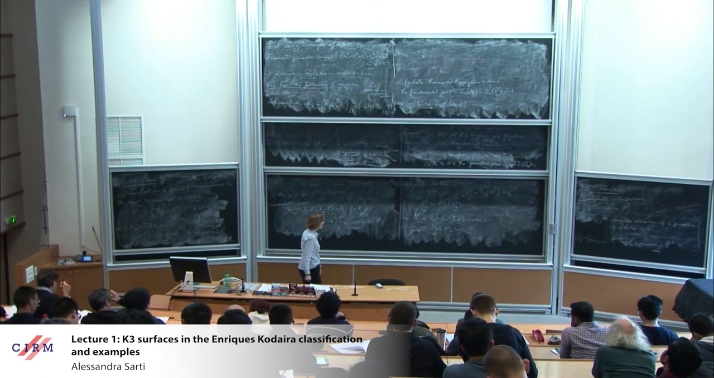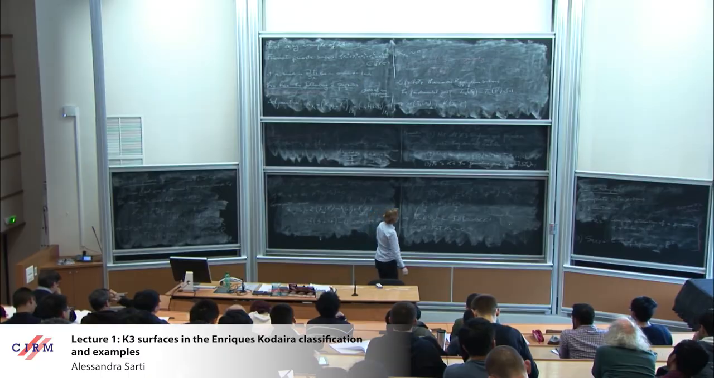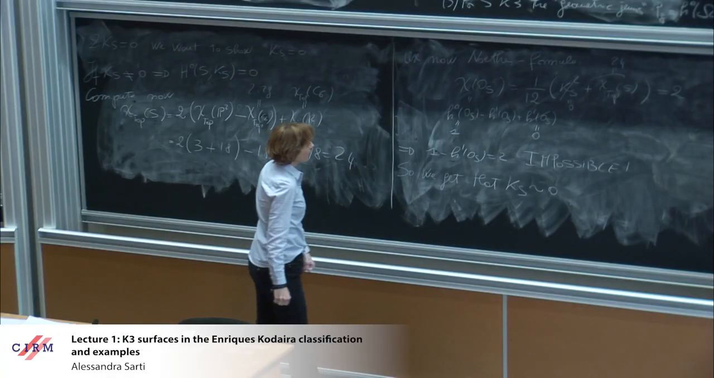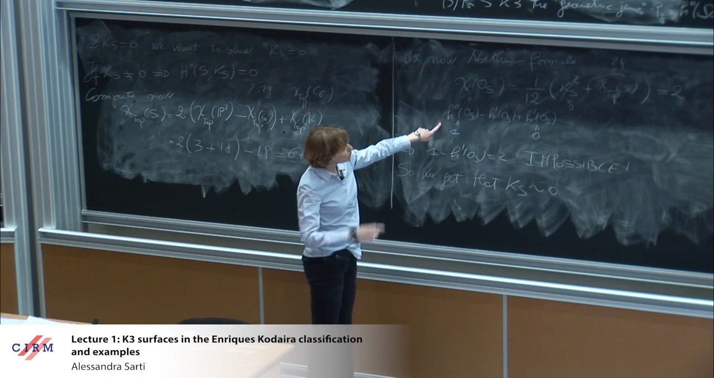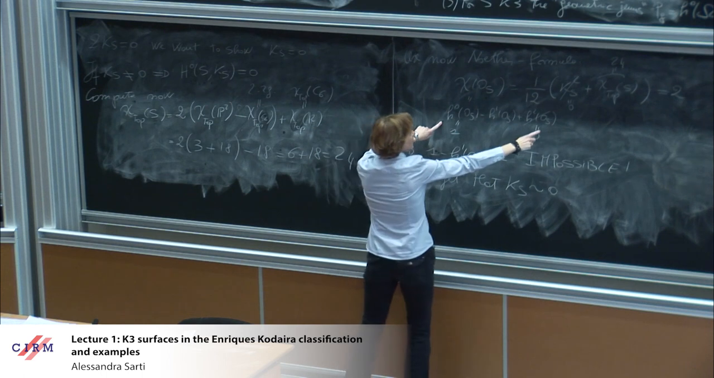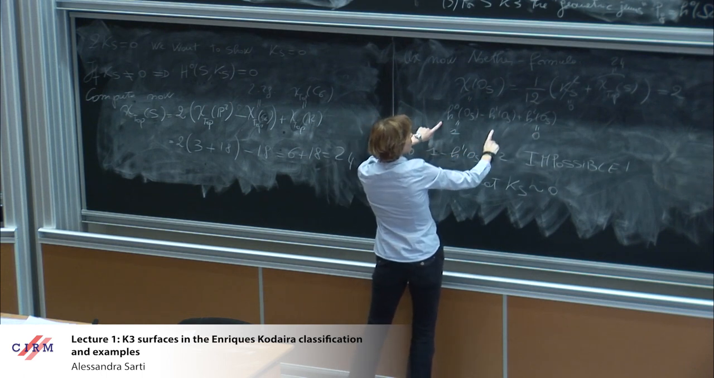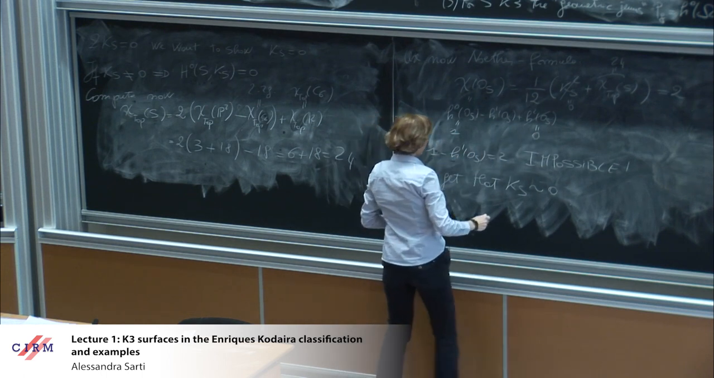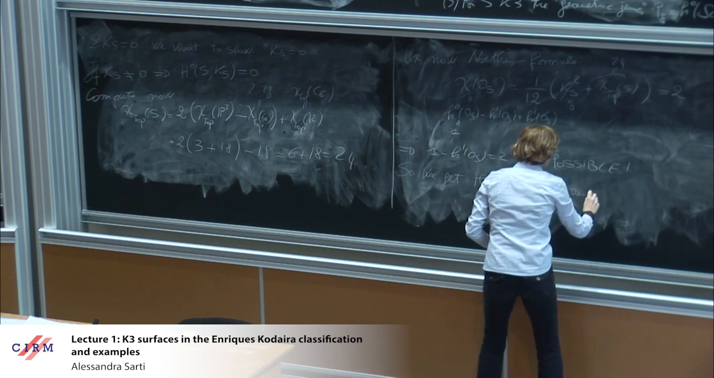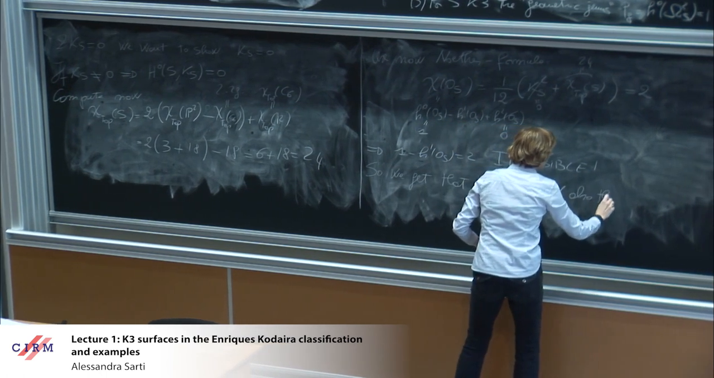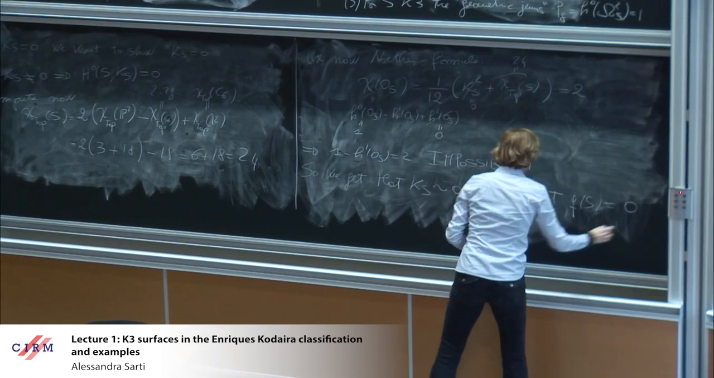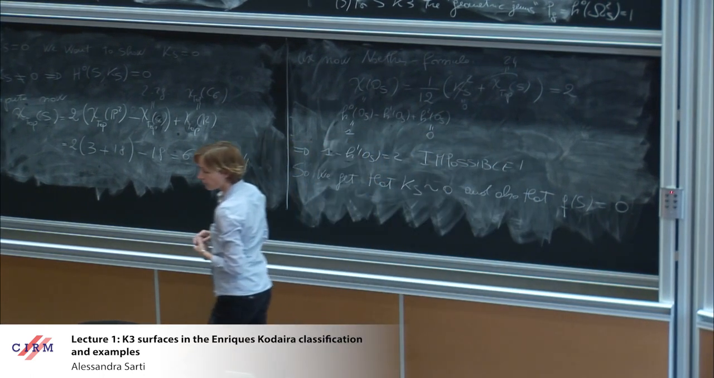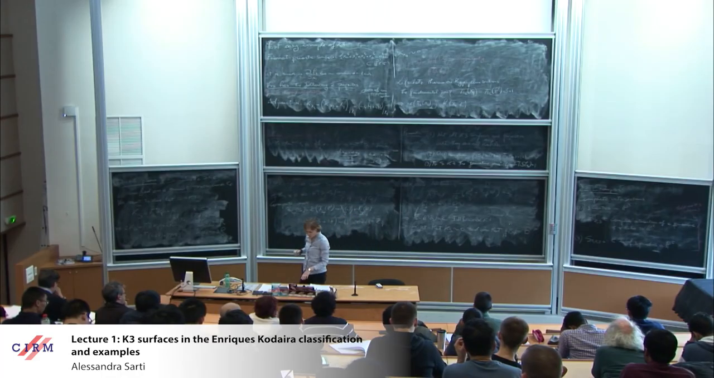And if you look again here, K_S is equivalent to 0, and if one looks again at this equality, we could do the same in this case. So you have 2 equal to this sum, so again 2. This tells you that h^1(O_S) is 0, and also, by the same computation, that q of S is equal to 0. So that we have indeed a K3, which is a double plane.